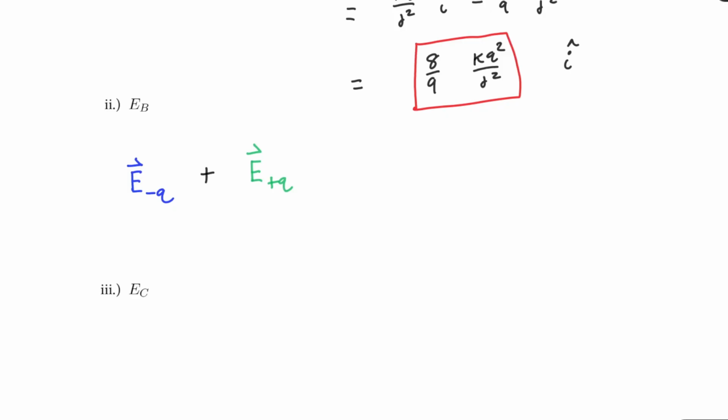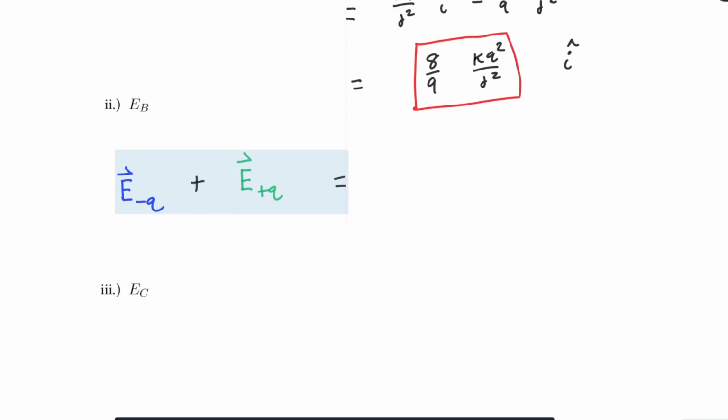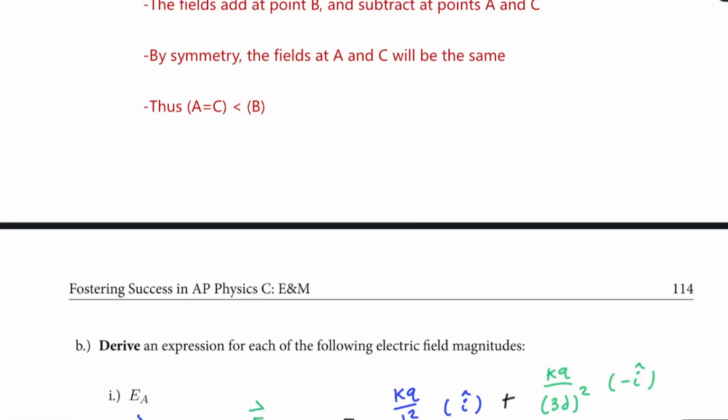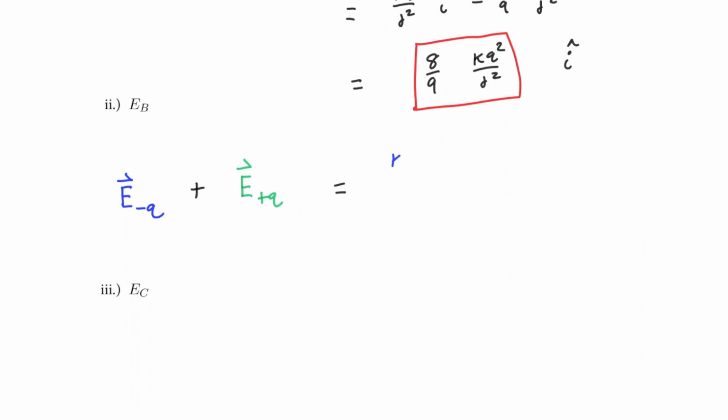All right, we can see what's going to happen at B. So at B, both fields are going to be directed to the left. So we have kQ over d squared negative i hat plus also kQ over d squared negative i hat. Because both point charges Q generate a leftward field, and they're exactly one tick away. So this just becomes 1 plus 1 equals 2.